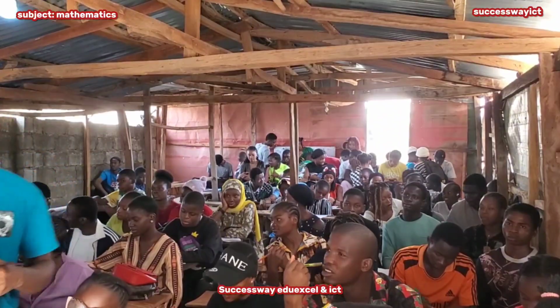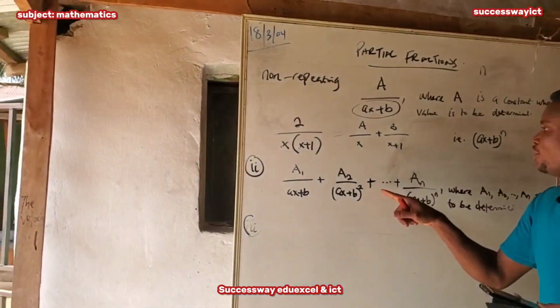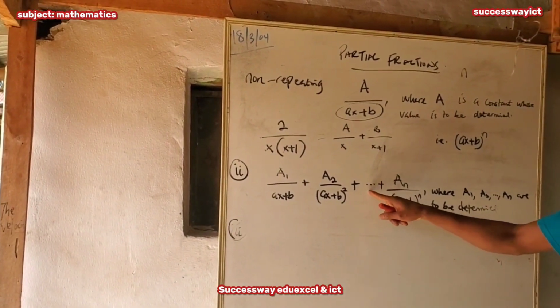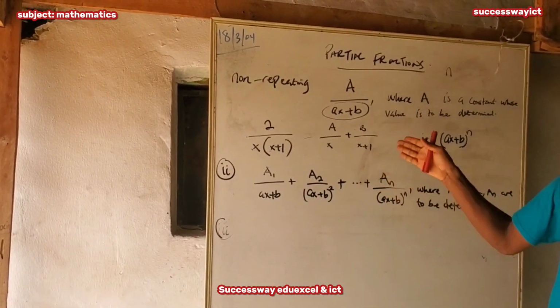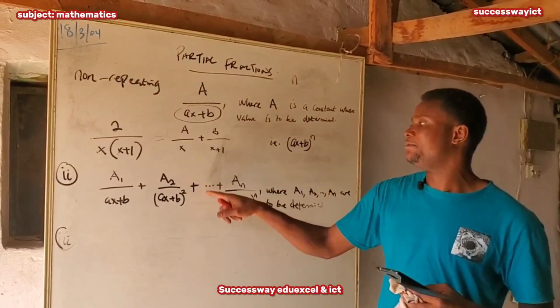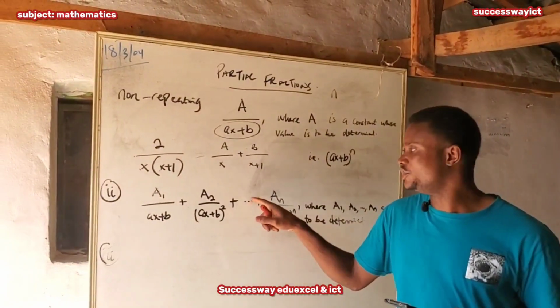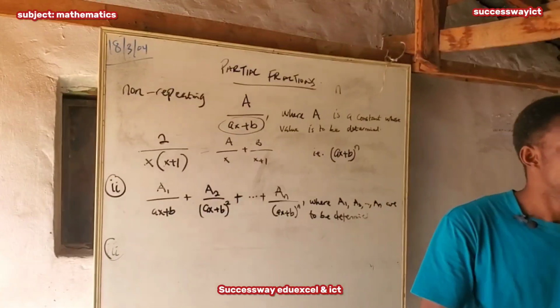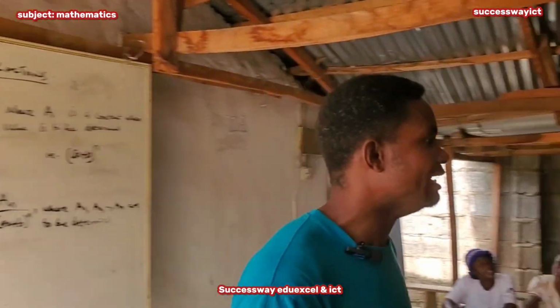Someone is asking, why did I put plus dot dot dot? The three dots mean there are plenty of other terms of A over this. There are plenty of them inside. So this dot dot dot is to shorten. You get it, right?